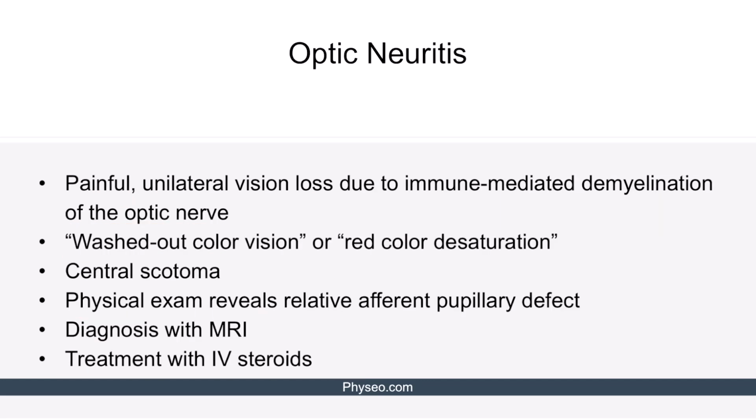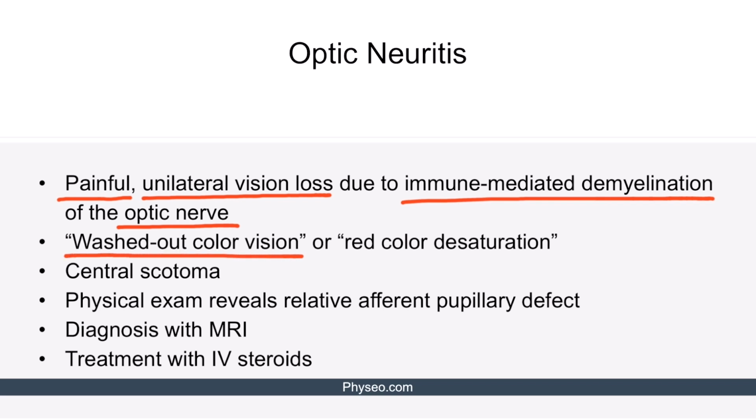Optic neuritis is a painful unilateral vision loss due to immune-mediated demyelination of the optic nerve. Patients may report abnormalities in their color vision, typically described as washed-out color vision, or red color desaturation. Additionally, patients may report seeing a black spot in the middle of their vision, often referred to as central scotoma.